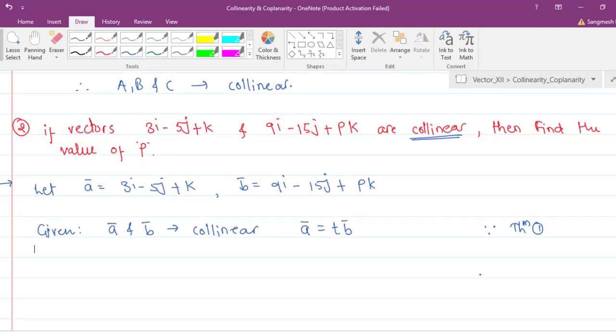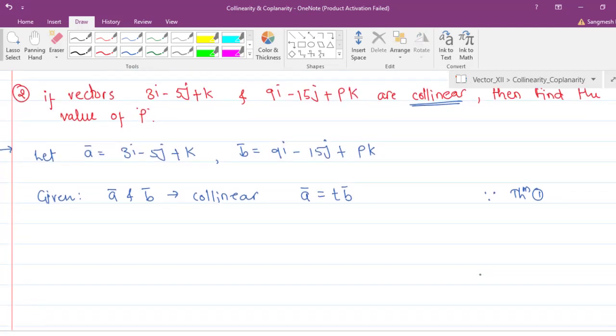So let's see what is that scalar quantity we have. So let's take a bar, which is 3i minus 5j plus k, which is equal to t into 9i minus 15j plus pk.